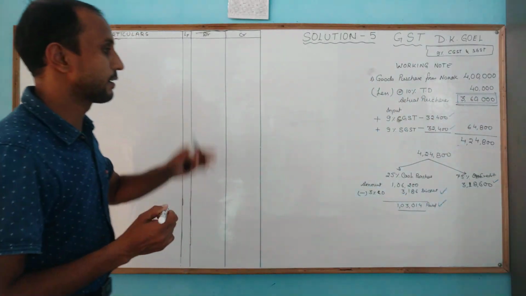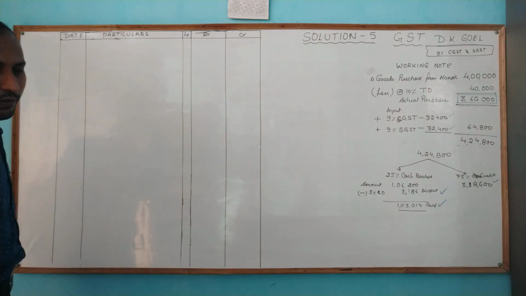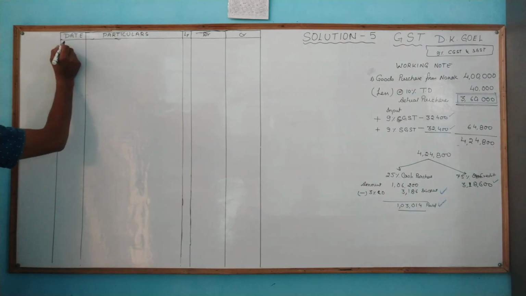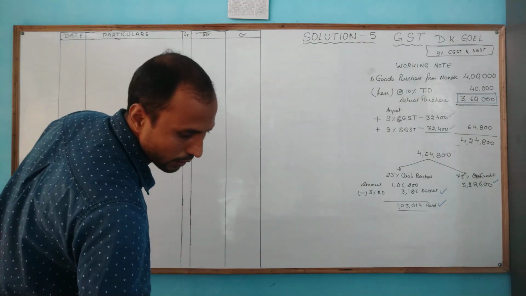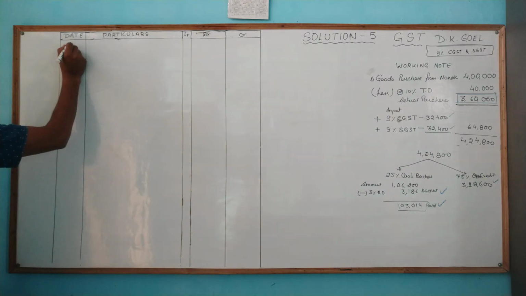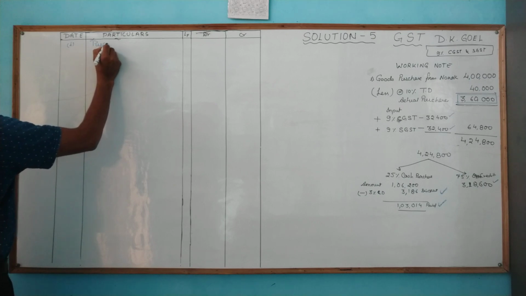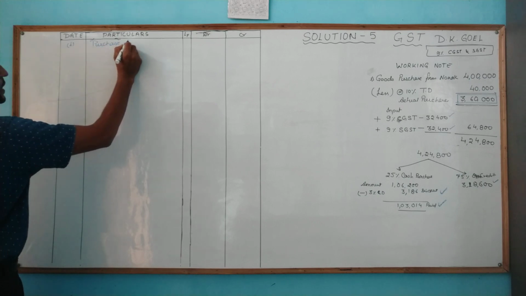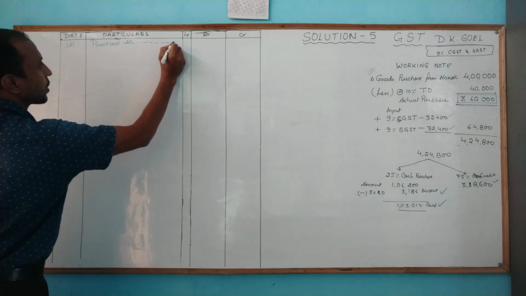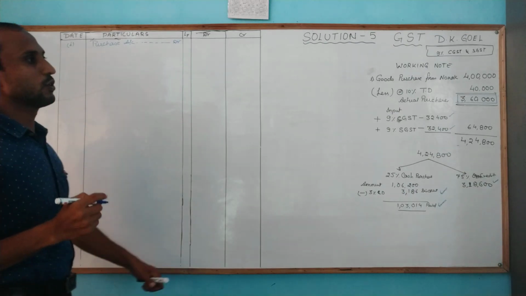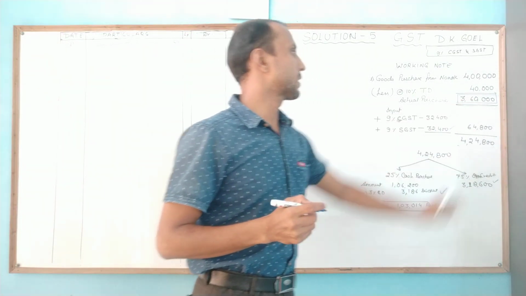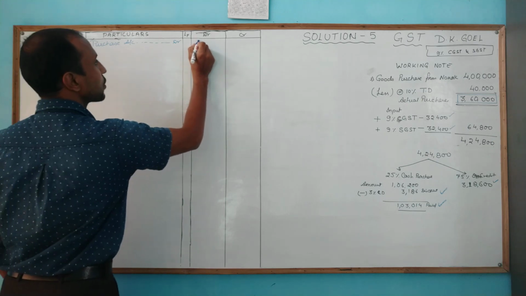So I am going to make entry here, you can see here, and the entry will be of your purchase. First of all, it is written in question, point number 1, nothing else is given, so we will write here first number. So you can write here purchase account, that is of your debited. How much purchase you have done? Purchase is of your 3,60,000.